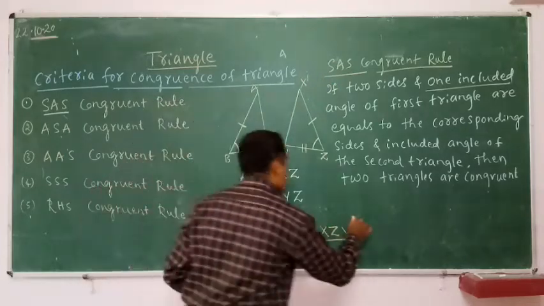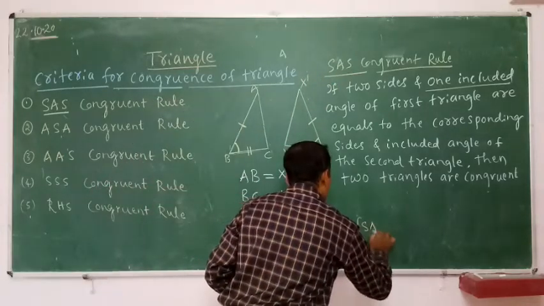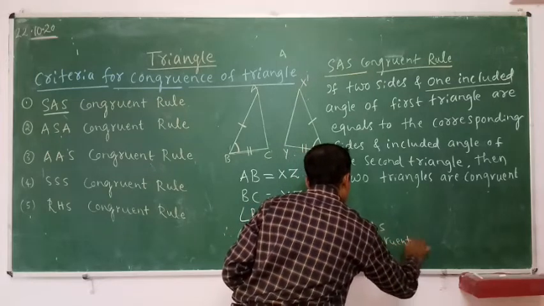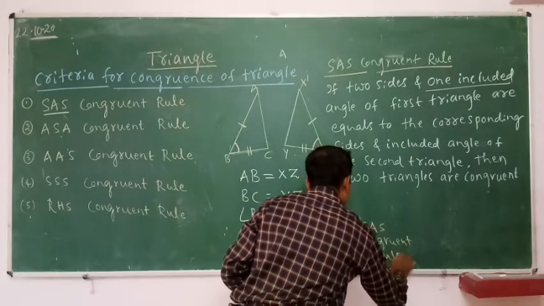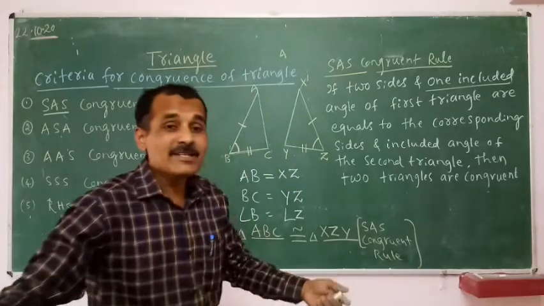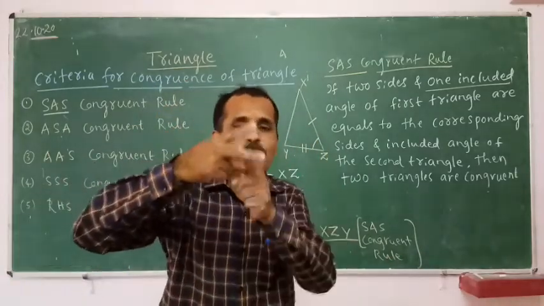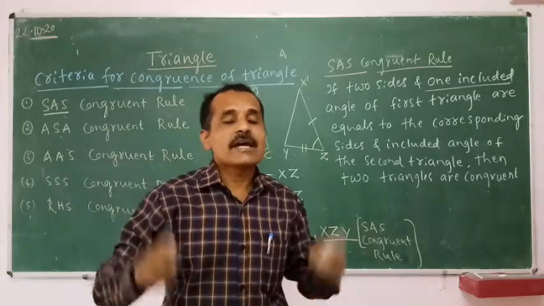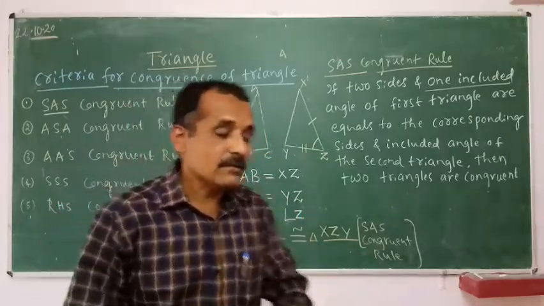I can write this is because of the SAS congruent rule. The rule says two triangles are congruent if two sides and one included angle of the first triangle are equal to the corresponding sides and included angle of the second triangle.